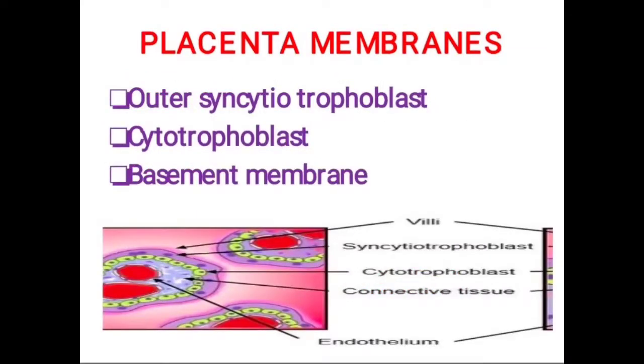Next, we will discuss the placental membranes. It has three layers: outer syncytiotrophoblast, cytotrophoblast, and basement membrane, which includes connective tissue and endothelium. The outer syncytiotrophoblast cells produce the HCG. This is about the placental membrane.